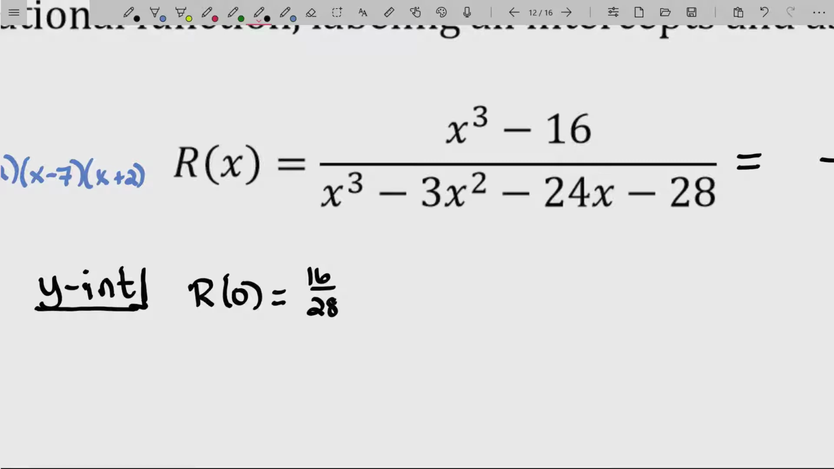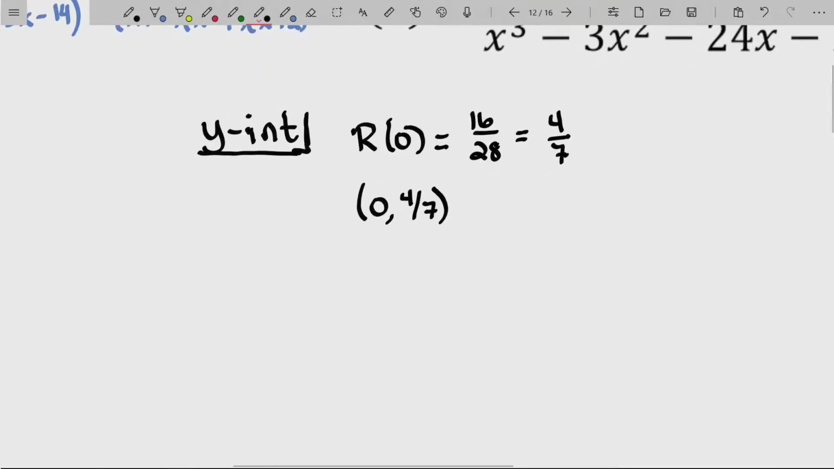And of course, you are in pre-calculus, so do arithmetic, right? Divide both numerator and denominator of that by 4, and you'll get 4 over 7. So I happen to know that the Y-intercept occurs at (0, 4/7).